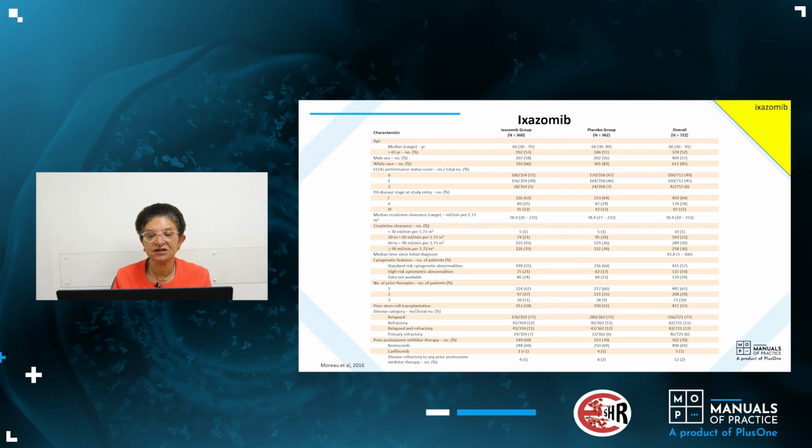And now this is our third proteasome inhibitor, ixazomib. This is the third generation proteasome inhibitor. It is an oral drug. It is to be given once weekly. And they added ixazomib to Revlimid Dexa, and they compared them to Revlimid Dexa alone, together with placebo. And this is how the inclusion criteria of the patients were.